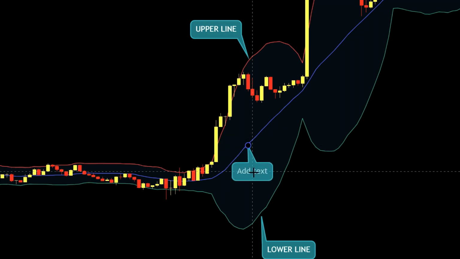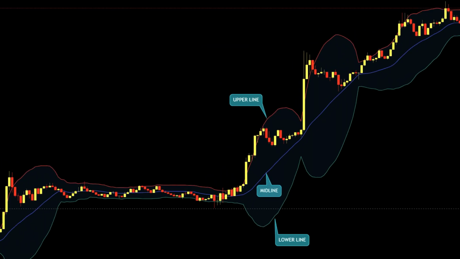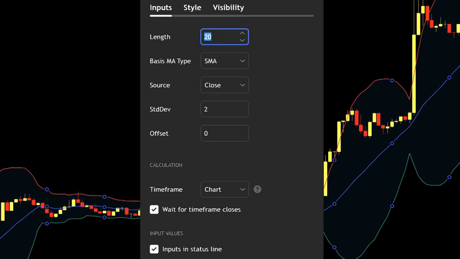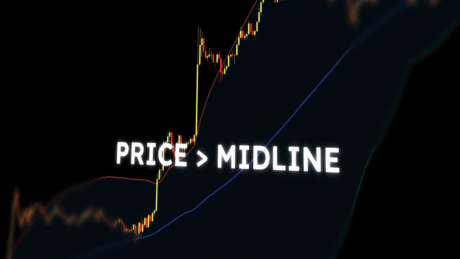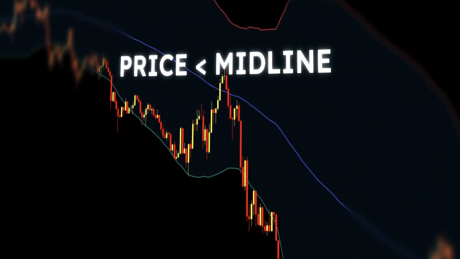Now, here's the crucial point. We're not using Bollinger Bands in their standard way today. We're actually going to tweak them slightly to fit our unique strategy. So, open up the Bollinger Bands settings on your chart and go to the Inputs tab. We'll make a couple of quick changes. See where it says length? We're going to bump that up to 100. We'll keep the type as SMA and the source as close, and the deviation will stay at 2. Based on these adjustments, whenever the price candles are above the midline, it generally suggests a short-term uptrend, and when they're below the midline, it's a slight downtrend.